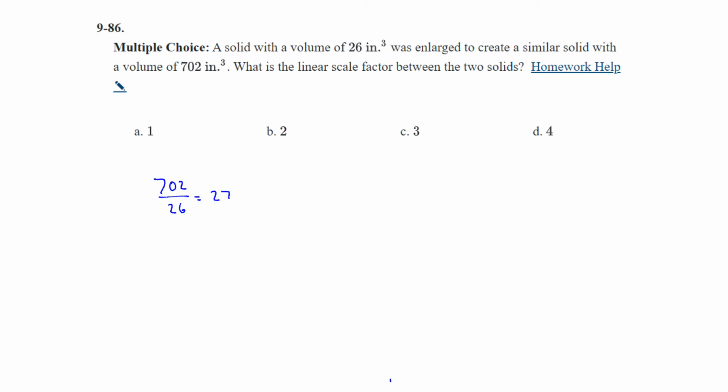Since this represents the volume, remember the linear scale factor is r. R cubed is the volume and how much it grows. So if r cubed is 27, then the cube root of 27 is 3. So therefore the linear scale factor would be 3, which is multiple choice letter C.